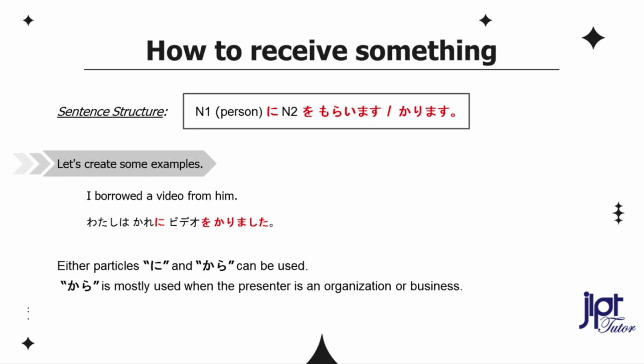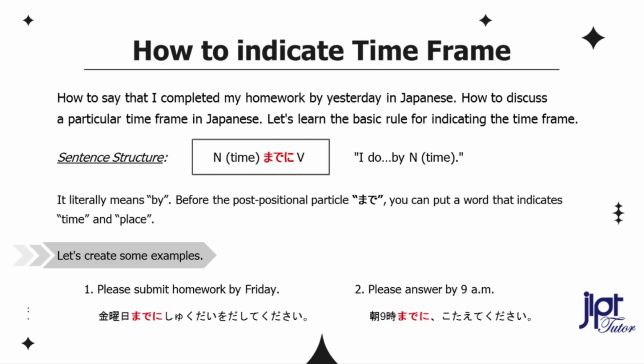How to indicate time frame. How to say that I completed my homework by yesterday in Japanese. How to discuss a particular time frame in Japanese. Let's learn the basic rule for indicating the time frame. Sentence structure: N time, made ni. Do verb by N time.